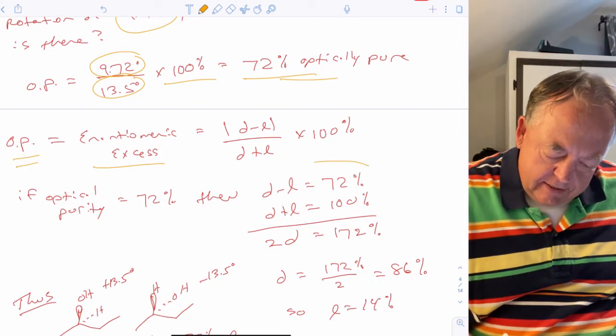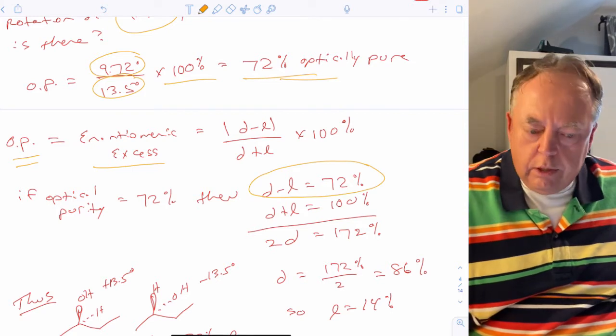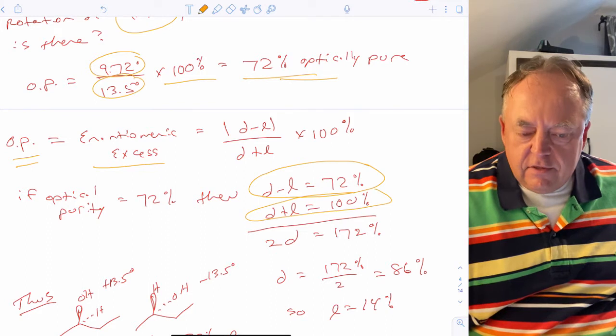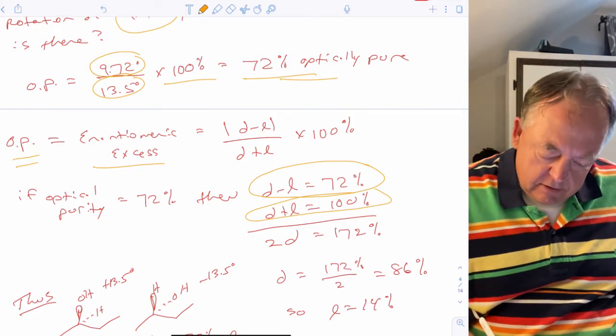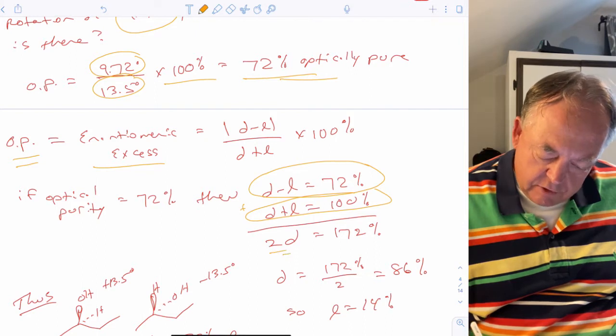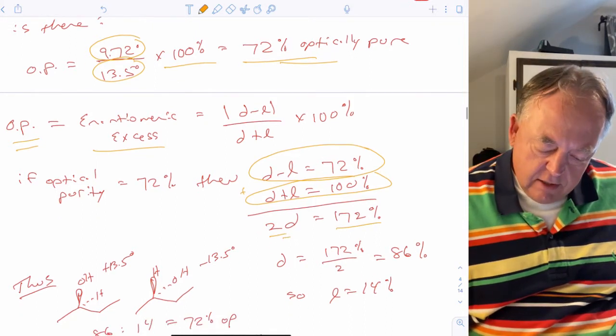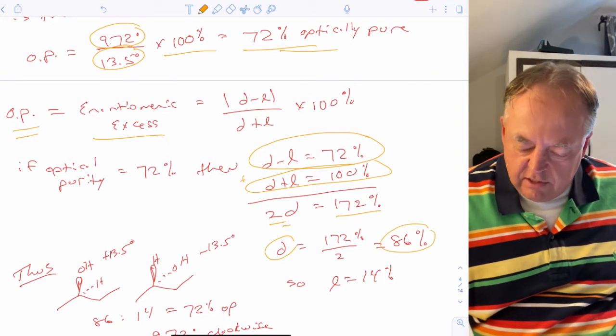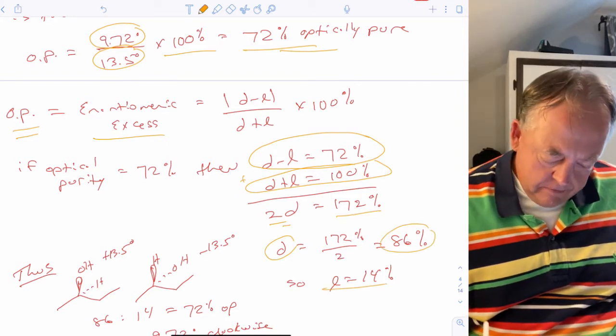Okay, so D minus L is 72%, that's what we obtained. So D plus L has to equal 100%, right? So now if we add these two together, the L's cancel out, we have 2D equals 172%, divide by 2. So that means there's 86% of the D, so there's 14% of the L.